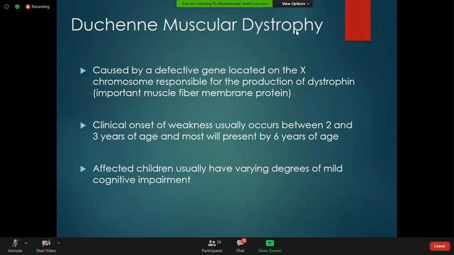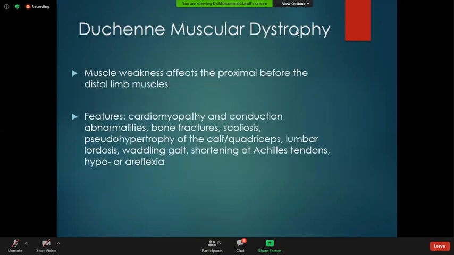Clinical onset of weakness usually occurs between 2 and 3 years of age, and most are present by the age of 6 years. There is a patient who presents to us at around 5 or 6 years of age. The affected children usually have varying degrees of mild cognitive impairment. Muscle weakness affects the proximal before the distal lower limbs. The proximal muscles are affected, for example, in the lower limb, the muscles around the thighs, and in the upper limb, the muscles around the shoulder, the shoulder girdle muscles.